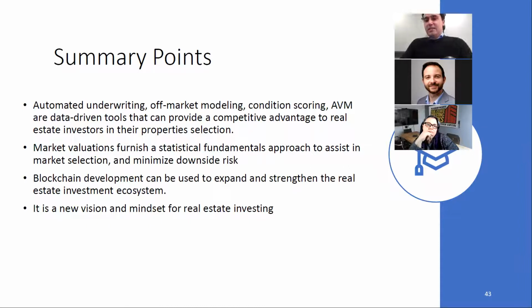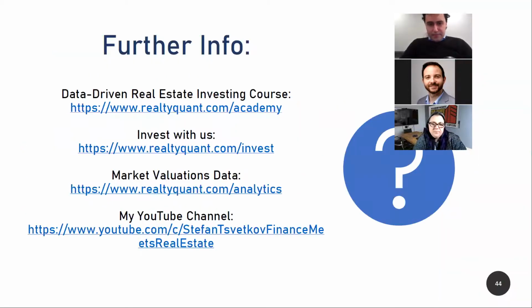Certain topics, in my opinion, give competitive advantages to real estate investors today: automated underwriting, off-market modeling, condition scoring, AVM. Those are the data-driven tools in my mind that give a competitive advantage. And then market valuations furnish a statistical fundamentals approach to assist in market selection and minimize downside risk. And blockchain development can be used to expand and strengthen the ecosystem in real estate. And it's really in infancy, so it's a new vision and mindset for real estate investing.